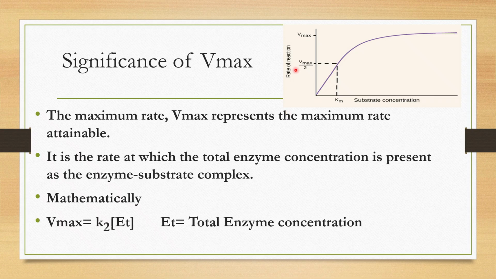In the graph of rate of reaction versus substrate concentration, you can see Vmax is the maximum rate attained by that reaction. At Vmax, all the enzyme is present in the form of enzyme substrate complex. Mathematically, Vmax is equal to K2 into ET. ET is the total enzyme concentration, and K2 is the rate constant.